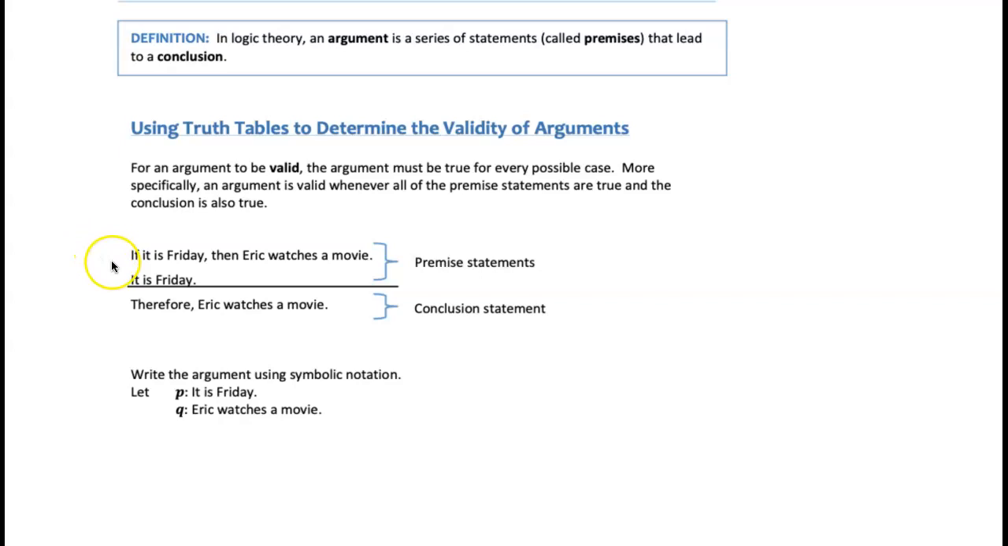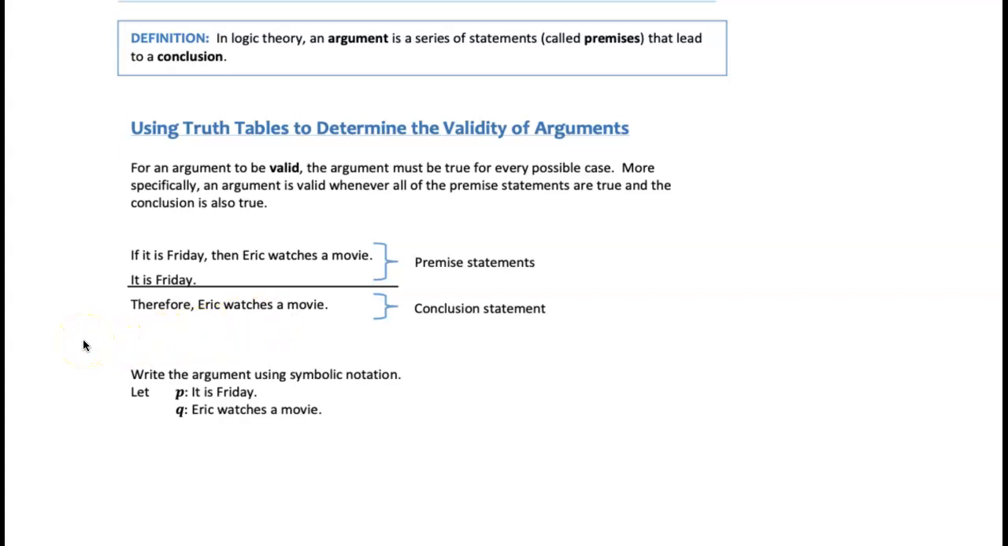Here's the first argument we're going to work with. If it is Friday, then Eric watches a movie. It is Friday. Therefore, Eric watches a movie. Sometimes it's helpful to write an argument in a vertical fashion, similar to how you might have written it in an arithmetic problem. Above the horizontal line are the premise statements, and below the horizontal line is the conclusion.